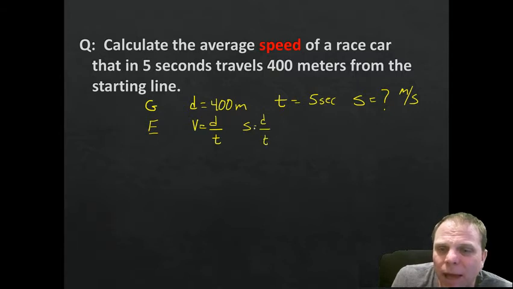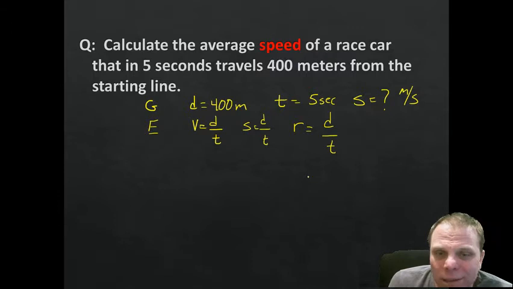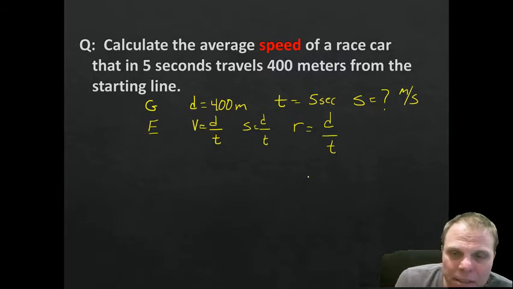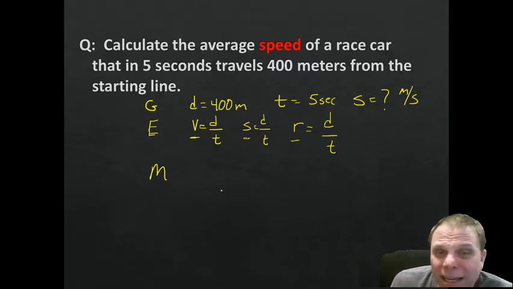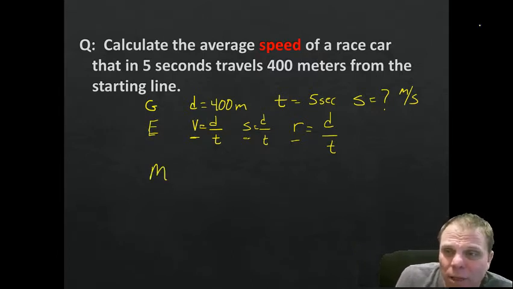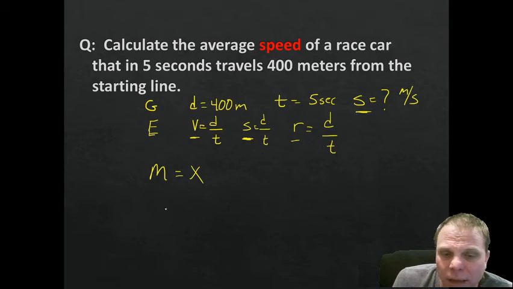You guys may have done this in math, and in math you may have noticed that we do rate equals distance divided by time, right? So all of these things are basically the same, but some slight differences, right? So velocity includes the direction, speed and rate do not. All right, so that's my E for my GEMS. My M is manipulate. Do I need to change this formula? Well, I'm looking for speed, and that's what we have here. So no, I don't need to change the formula, so I don't need to do the M part.